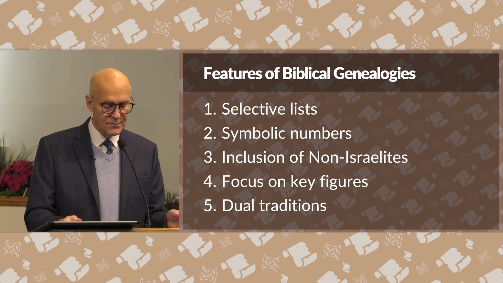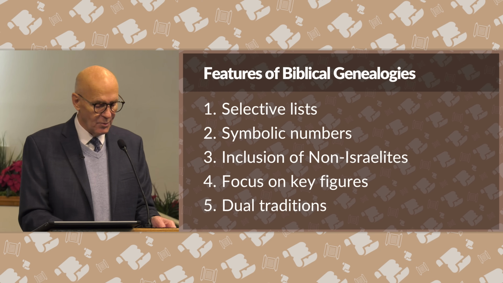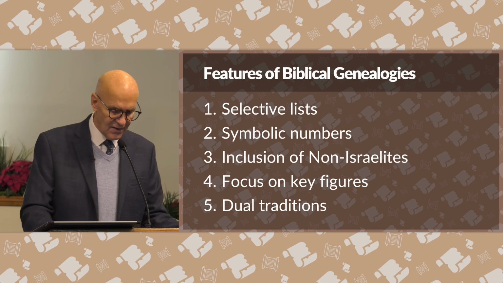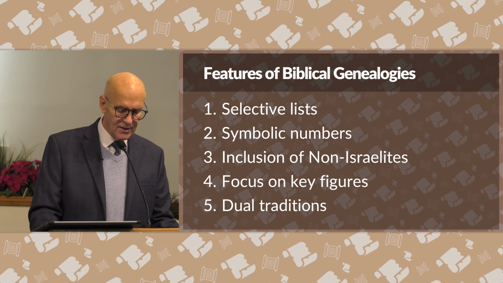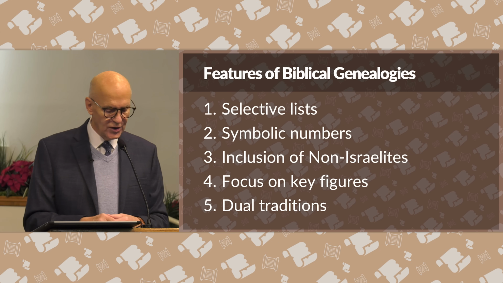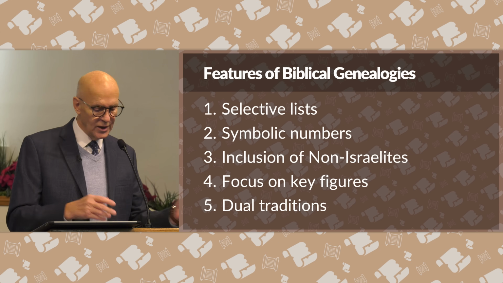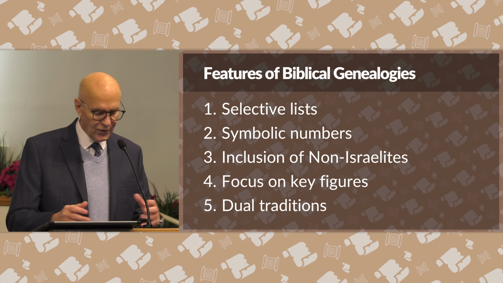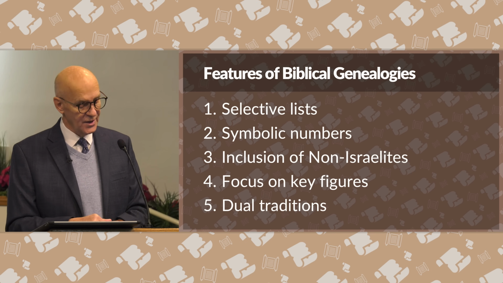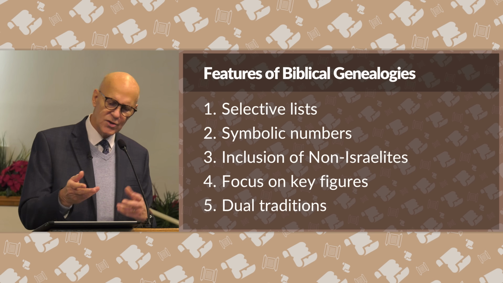Also, certain names are highlighted or elaborated upon to draw attention to their significance in salvation history. And then there are variations in genealogical records as seen in the differing genealogies of Matthew and Luke that reflect differing theological emphases or sources of the traditions. So those are some of the features.